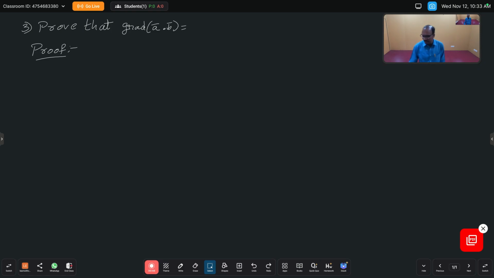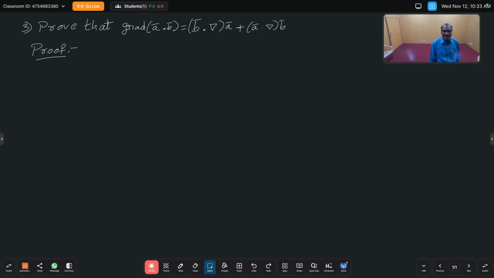The third vector identity is: prove that gradient of a bar cross b bar is equal to b bar dot del of a bar plus a bar dot del into b bar plus b bar cross curl a bar plus a bar cross curl b bar.